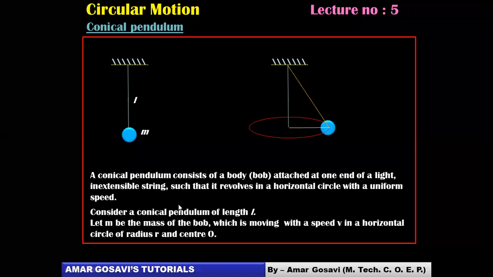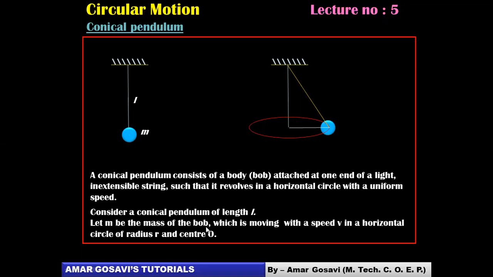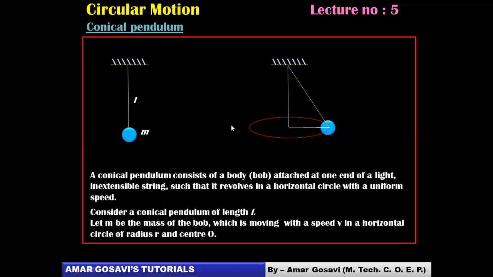Okay, so this is the case. Now let's have some consideration over here. Let m be the mass of the bob, which is moving with speed v in a horizontal circle of radius r and center O. Okay, so let's go ahead with the analysis, friends.